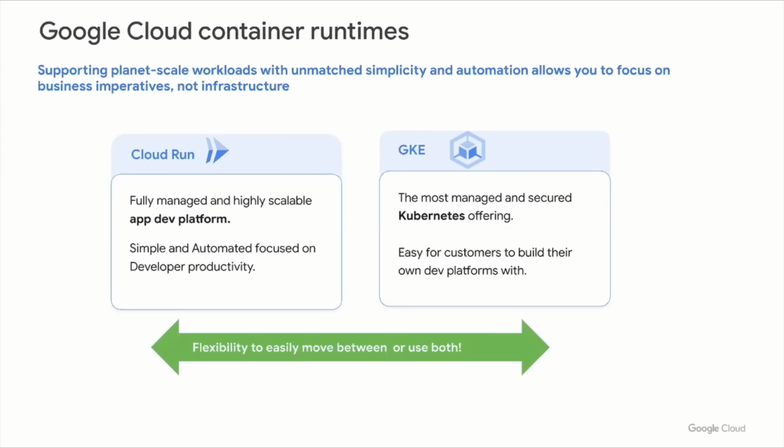GKE is our managed Kubernetes service. So what that means is its layer of abstraction is Kubernetes, right? So you can't just give it a container. You have to give it Helm charts. You have to give it config, right? You have to be able to manage the Kubernetes, and that is the abstraction, right? And so that's the big delta.